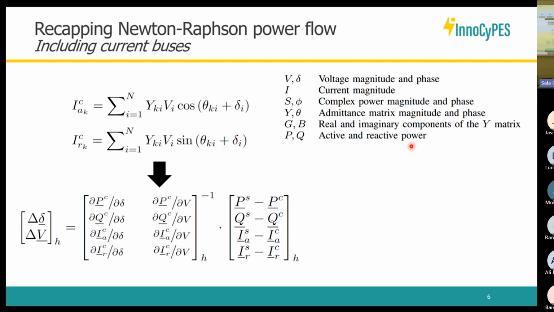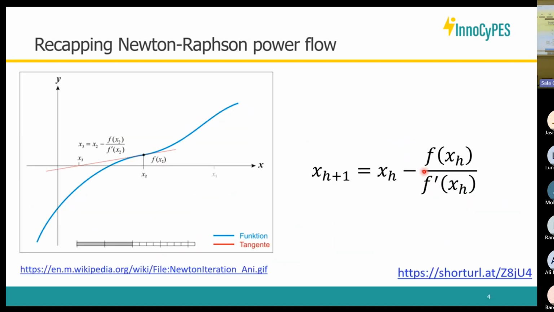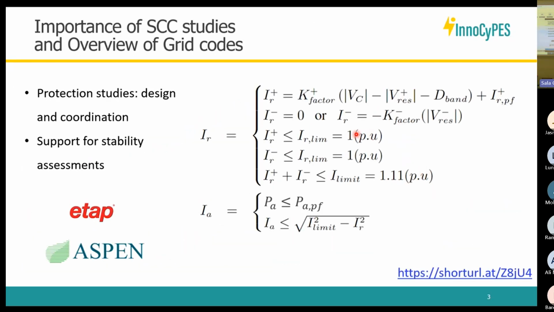And why are we interested in current buses? Because IBRs, during faults, will behave as a voltage-dependent current source. And this is pretty much what the grid code says. You see that the current injection depends on the voltage level. This Vres is the voltage level during fault at the terminals of the IBR.